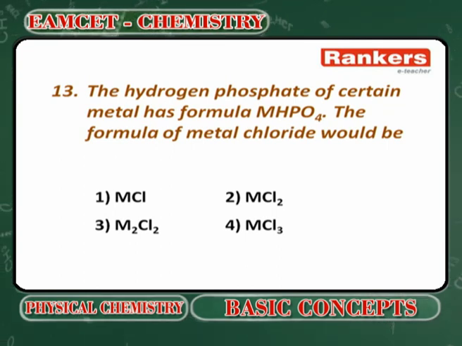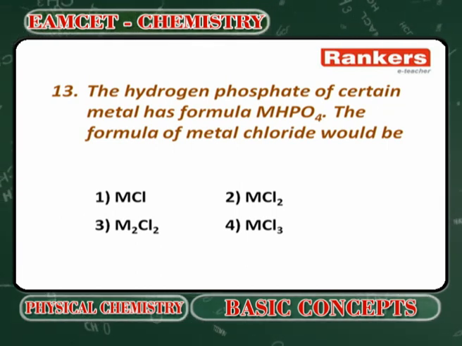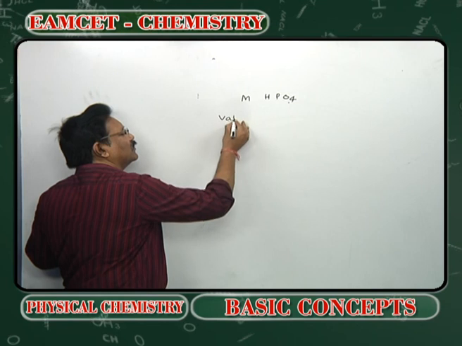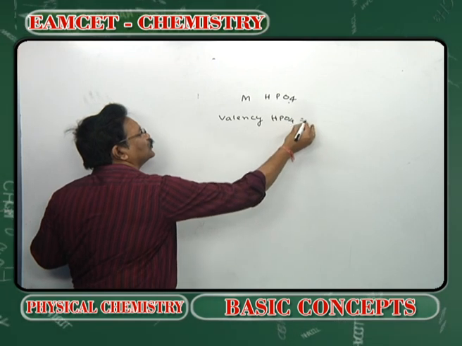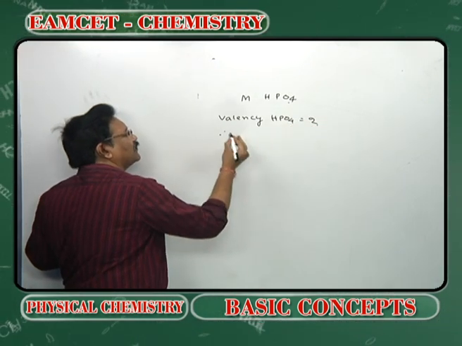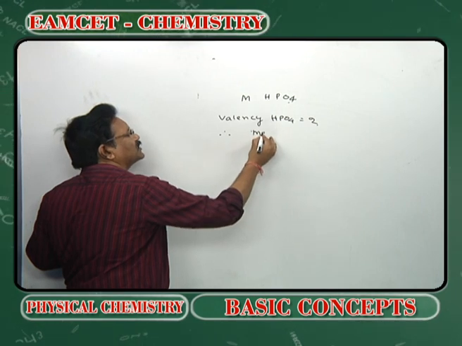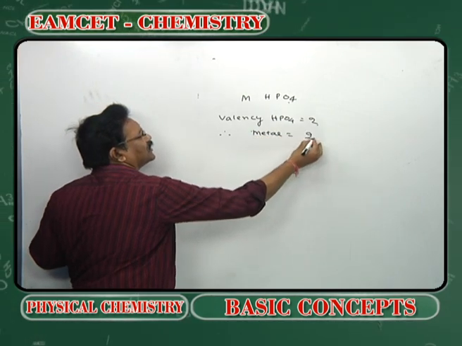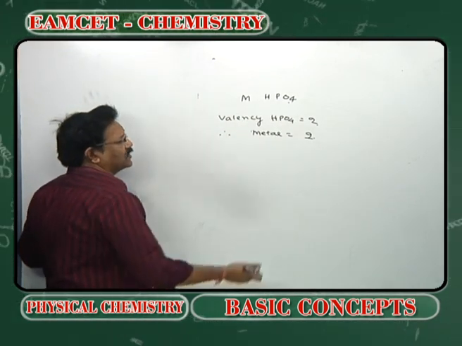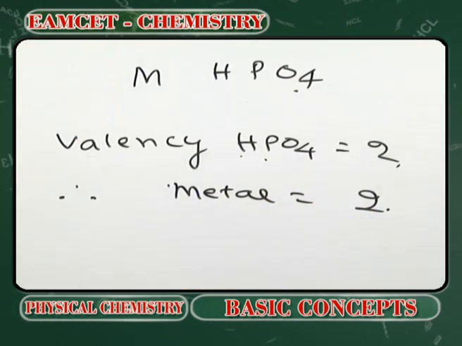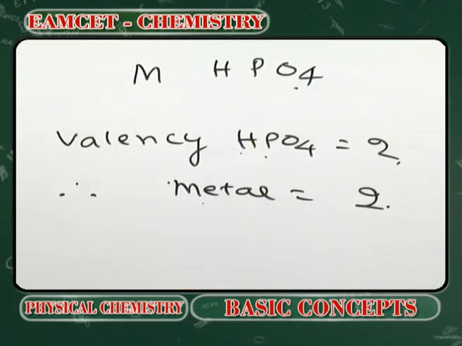Next. The hydrogen phosphate of a certain metal has the formula MHPO4. The valency of HPO4 is 2. Therefore, the valency of the metal must be 2. The metal must be 2 because HPO4 carries 2 units of negative charge. So the valence of HPO4 must be 2.